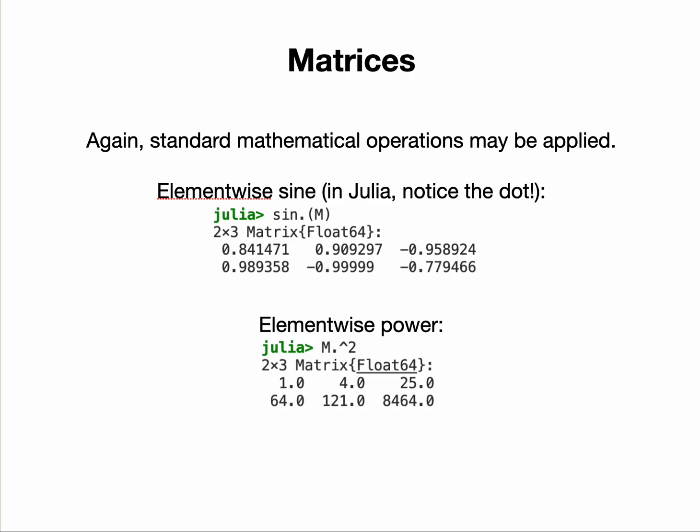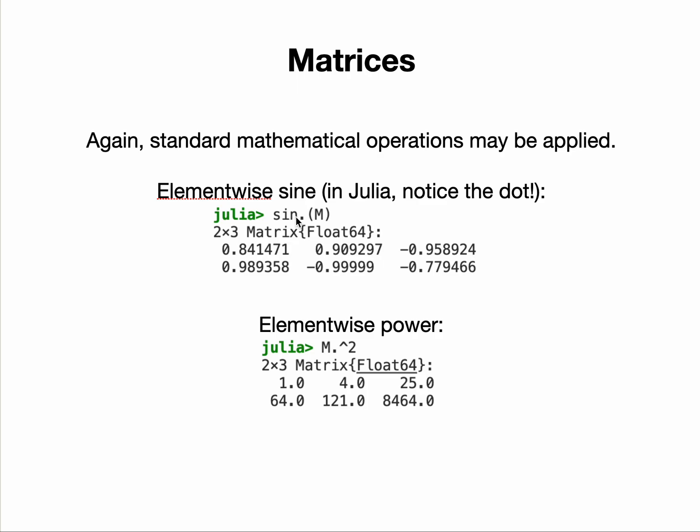Then another interesting element-wise operation would, for example, be the sine. If you want to take the sine of each element of the array independently, then notice the dot. The dot needs to be placed between the name of the function and the argument call here. This type of function broadcasting can apply to a lot of different functions.